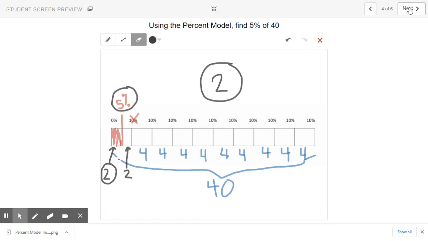Using the percent model, find 5% of 40. So if the whole thing's out of 40, that means 10% is 4. Now to model 5%, you can't even shade a whole box. You would shade half of the box.